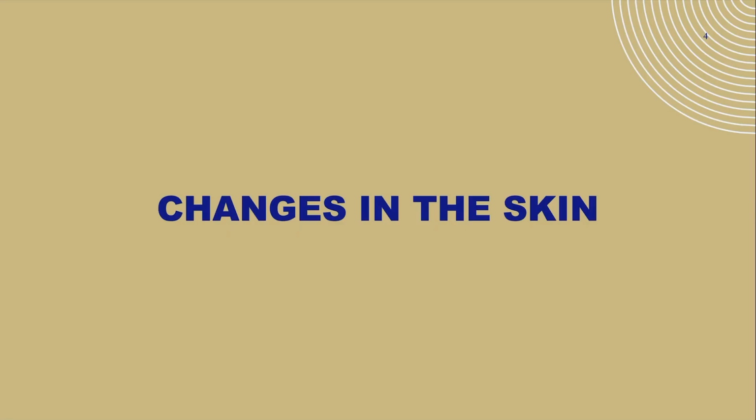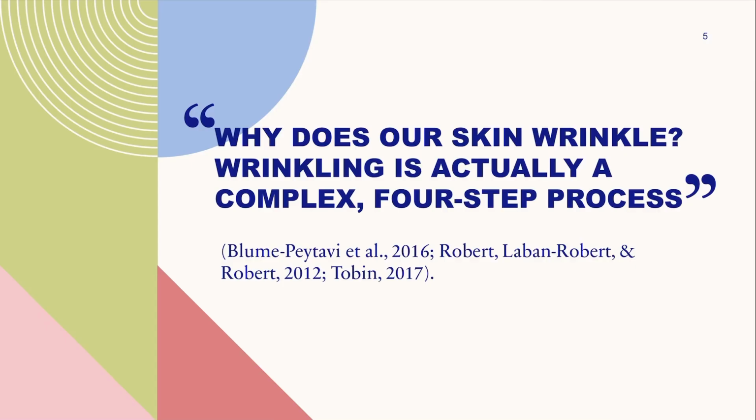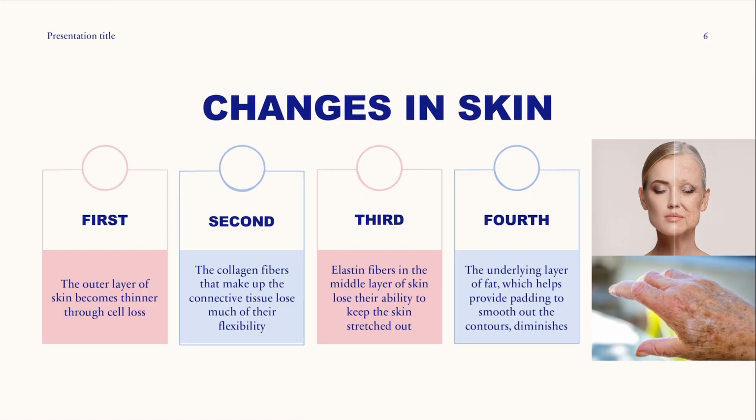So now we're going to talk about changes in the skin. Wrinkling is actually a complex four-step process. First, the outer layer of skin becomes thinner through cell loss. This causes the skin to become more fragile. Second, the collagen fibers that make up the connective tissue lose much of their flexibility, making the skin less able to regain its shape after a pinch. Third, elastin fibers in the middle layer of skin lose their ability to keep the skin stretched out. And fourth, the underlying layer of fat, which helps provide padding to smooth out the contours, diminishes.